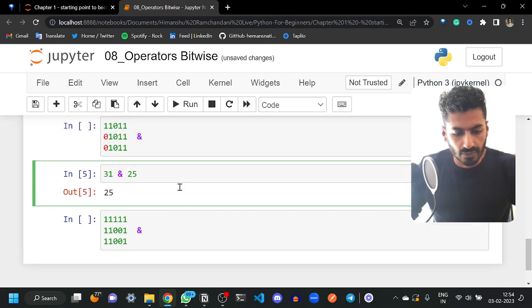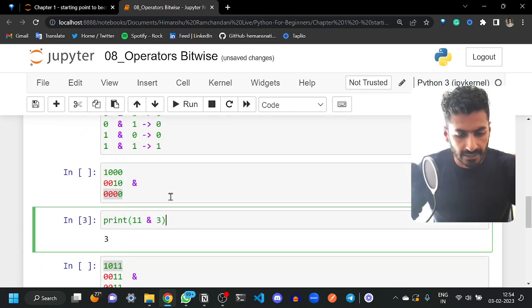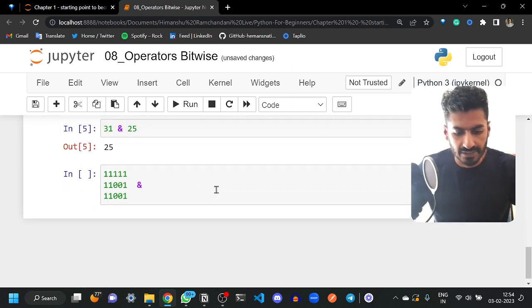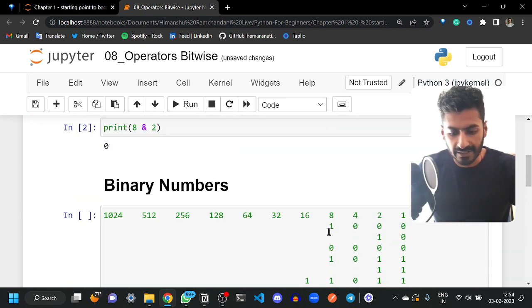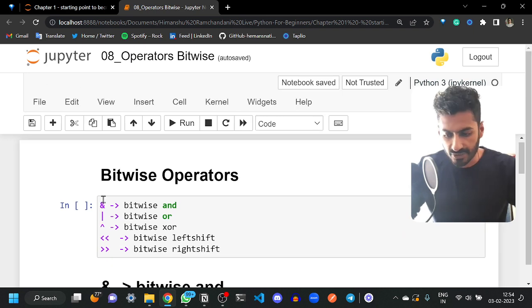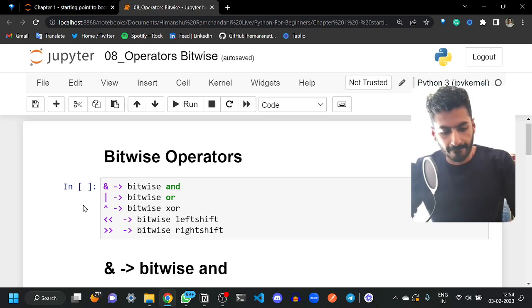So let's calculate some questions. You can try multiple questions here and calculate the binary of different numbers. So try it out. I'm dividing this particular chapter, the operators chapter, into multiple sections. Okay, that's it.